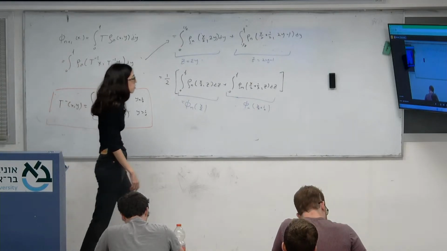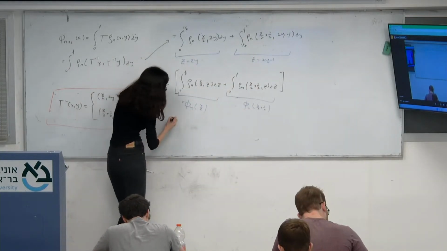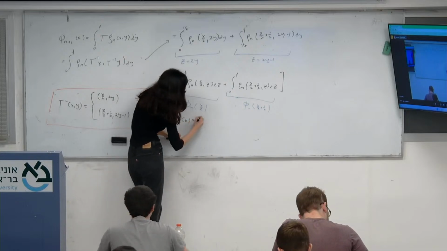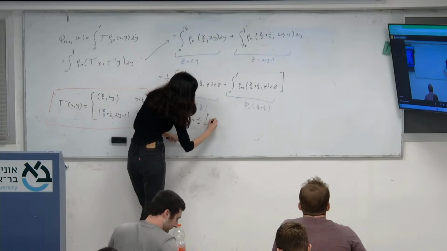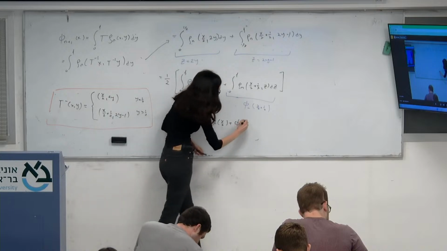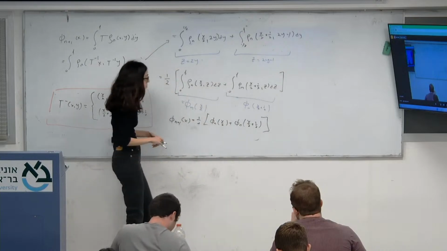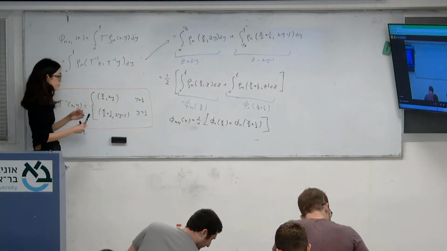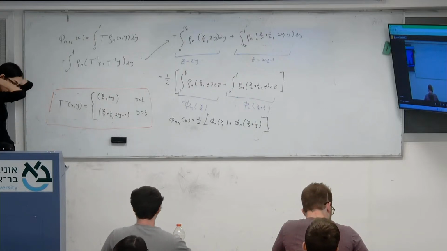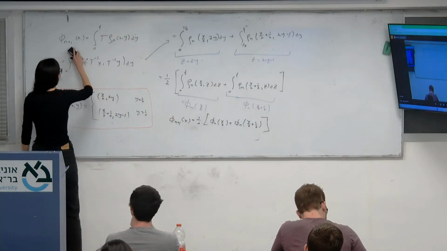So what we got is the recursive equation for the time evolution of phi n. So we got that phi n plus 1 of x is equal to half phi n of x over 2 plus phi n of x over 2 plus half. So all we need to do now is to solve that.